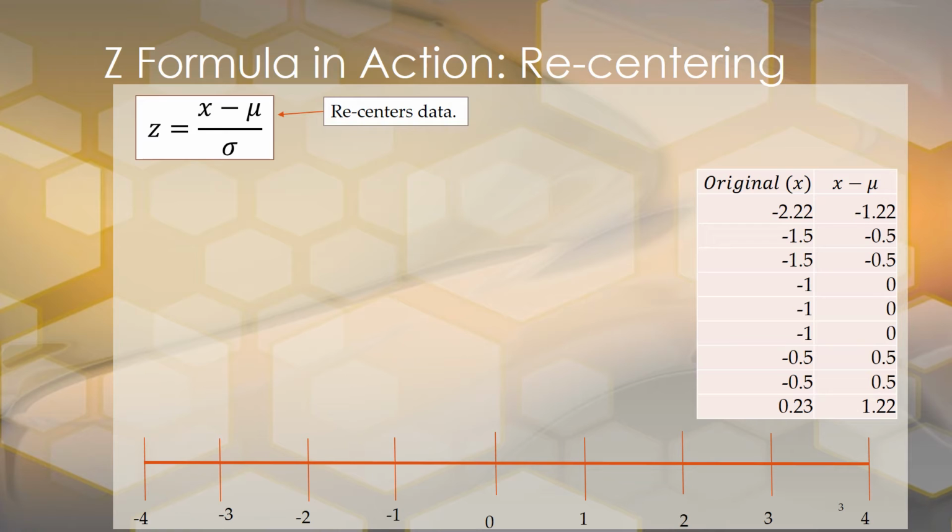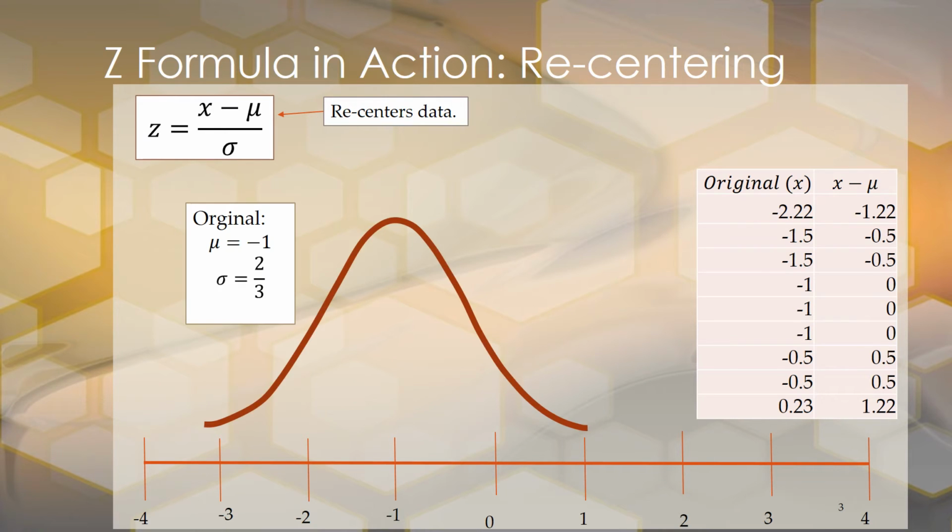So now we're going to talk about the z-formula in action. On this table here we have the original data, and say here is the shape of the distribution. Say it looks kind of mound shaped. Most of the data is in the middle, okay? And the original data has a mean of -1 and a standard deviation of 2/3, okay? So it looks something like this.